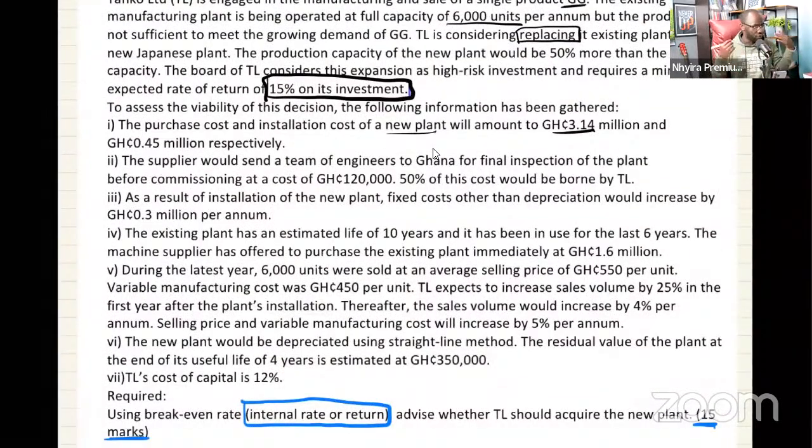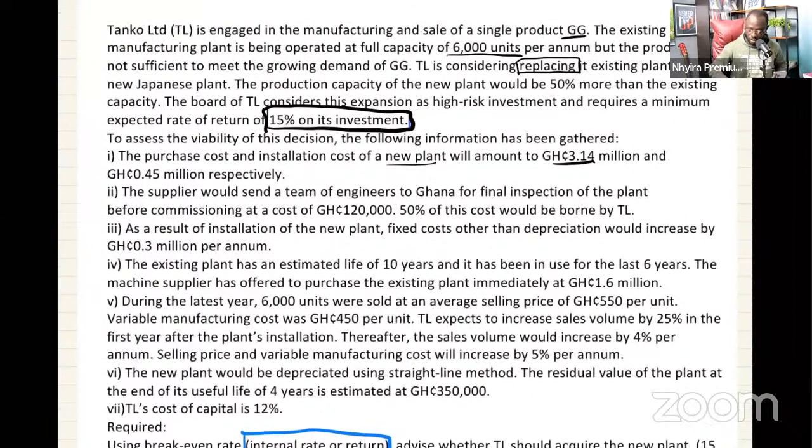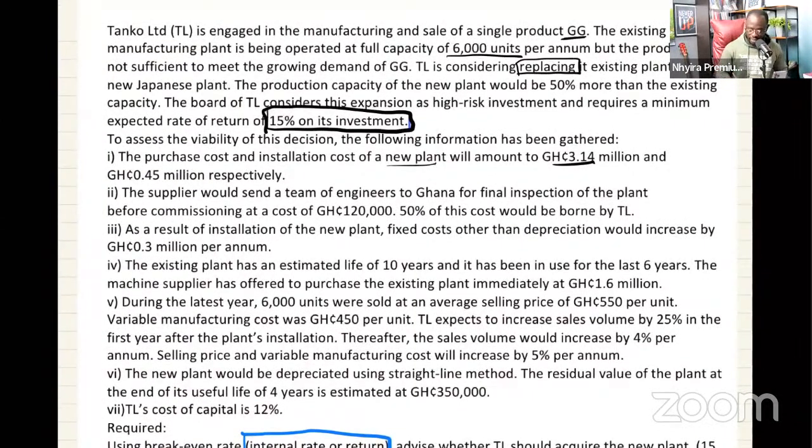So we finished with the note 1. Let's continue to read to see what else we got in relation to the information we have available. Note 2. The supplier would send a team of engineers to Ghana for final inspection of the plant.